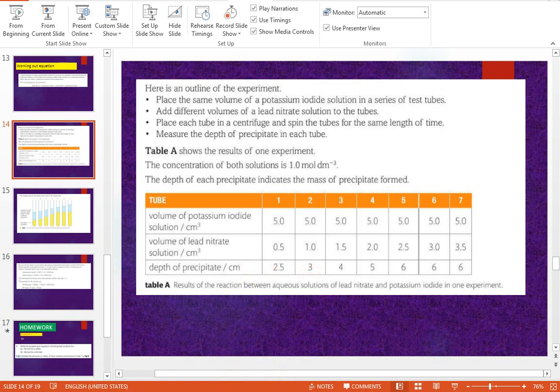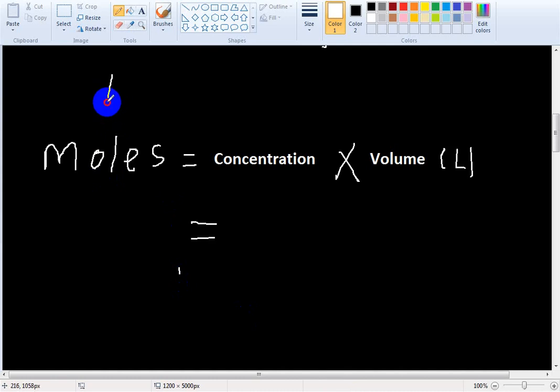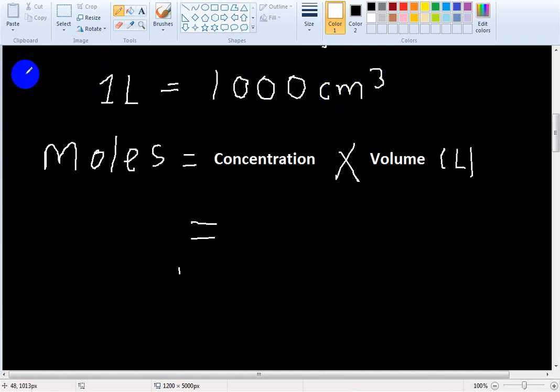Cubic decimeter and liter are the same. One liter equals 1000 cubic centimeter. 1 liter is also called 1 cubic decimeter. These are the same. So I should convert the volume first.